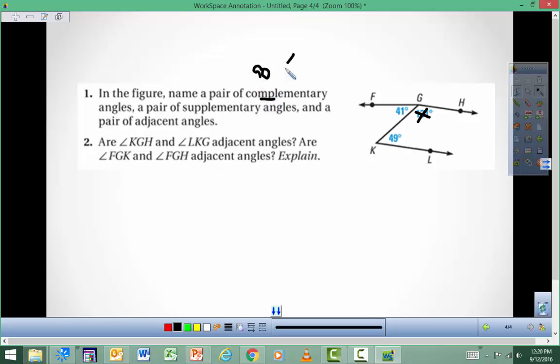So how about angle FGK? That's this one, right? Right there. And then this angle over here, we can call it angle LKG. Okay, try to be a little bit careful with your writing here for the angle symbol. That could easily look like an L. Okay. Well, there's our complementary angles, and supplementary, pretty easy again.